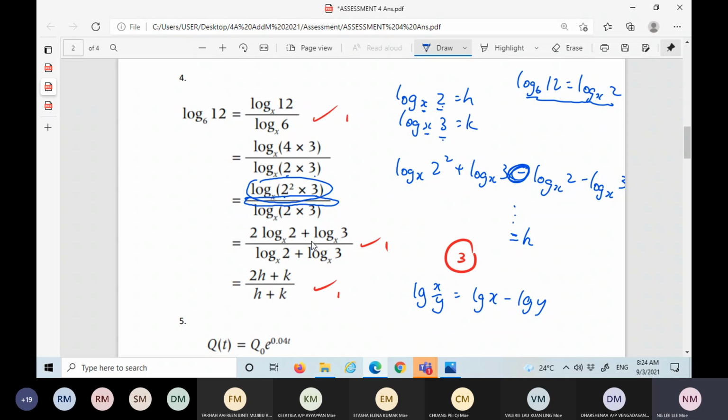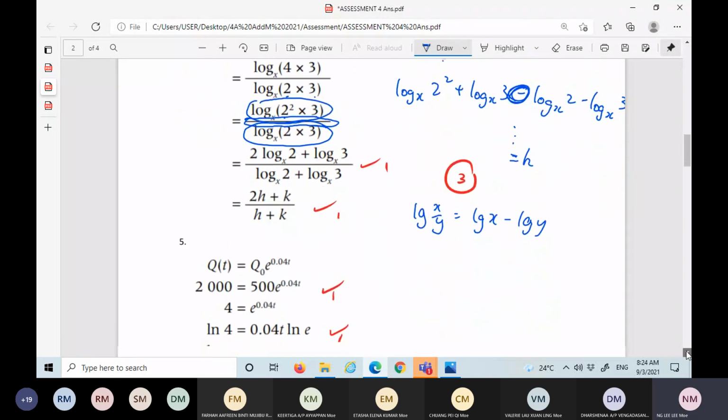Okay, so it becomes plus. And then the denominator again another log, times, then you do it by yourself also, nothing to do with the numerator. Okay, so times here, it breaks into 2 log, becomes plus. That's all. And then the log x, 2 log x, 3, replace with the h and k. So this is the final answer. Okay, so this is for number 4. Number 4 is band 4 questions, PL4 questions.